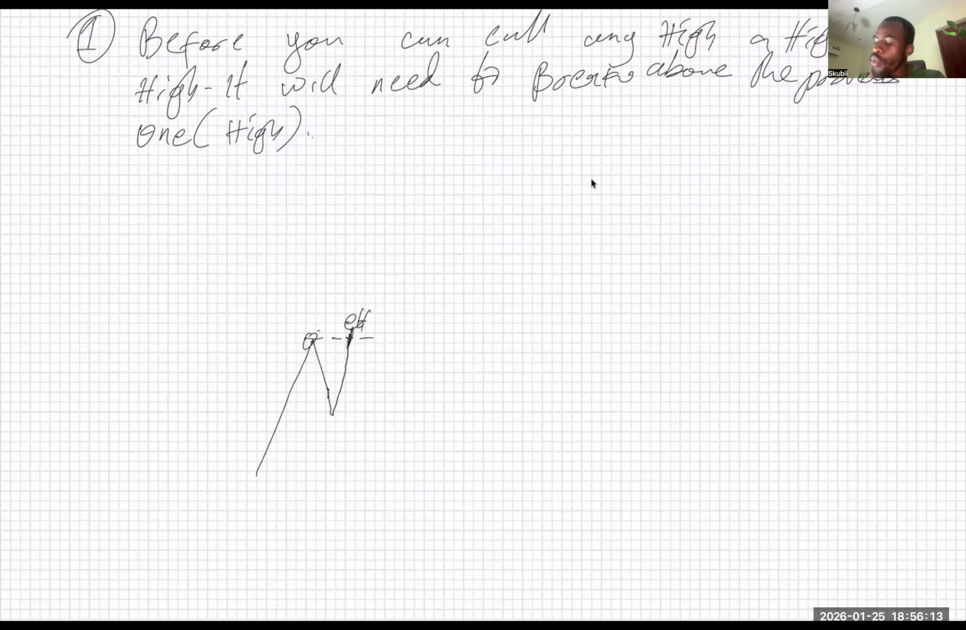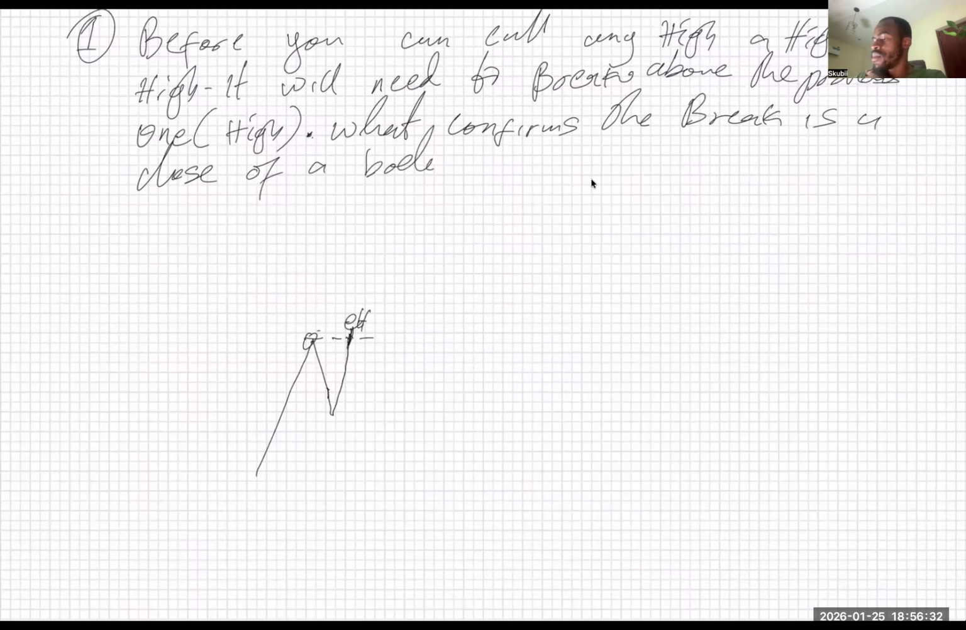Now, what confirms this break? That's what confirms that price has passed the previous high. What confirms the break is a close of a body of a candlestick above the previous high.